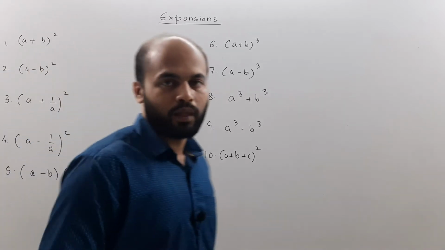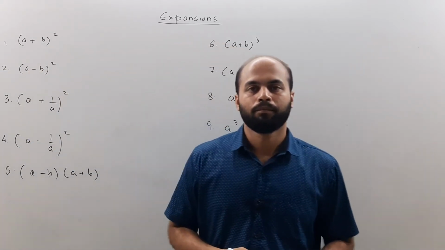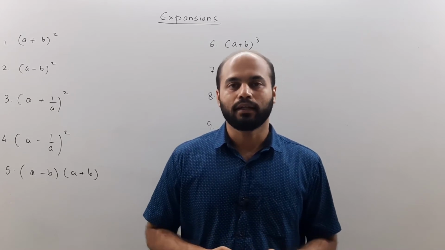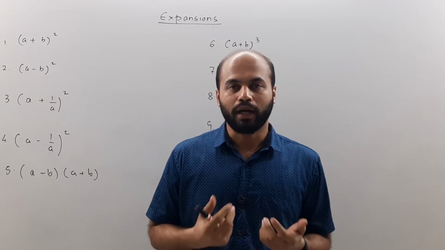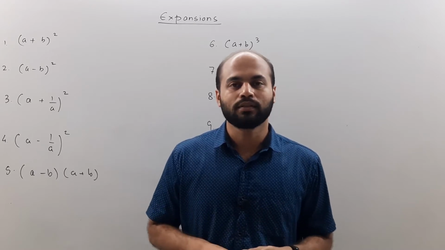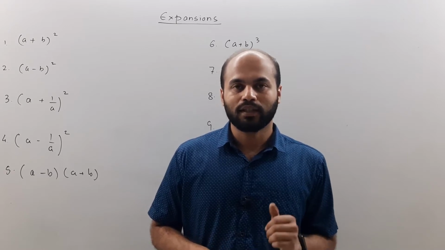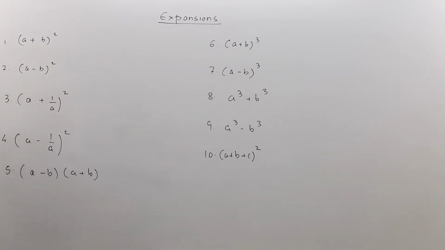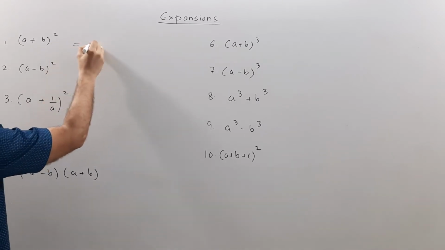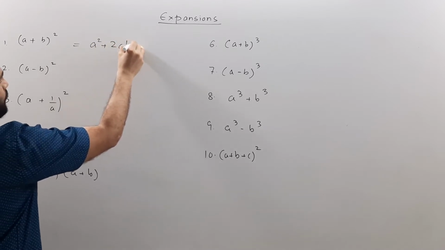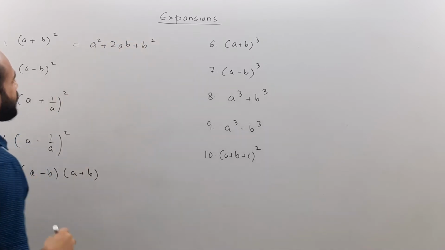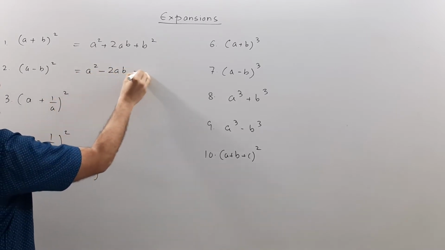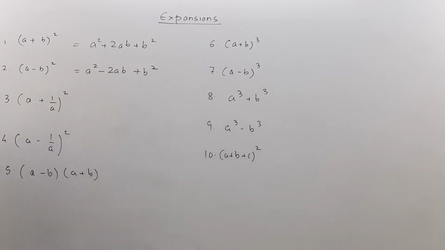To start off, we have some common expansions on the board, and all of these you have learnt in your lower classes, that is 8th, 9th, 10th standard. Some of you might even be able to do these expansions and prove them to yourself. The first one is very common: (a+b)² is a² plus 2ab plus b². The second one just has a minus sign in the middle term: (a−b)² is a² minus 2ab plus b².